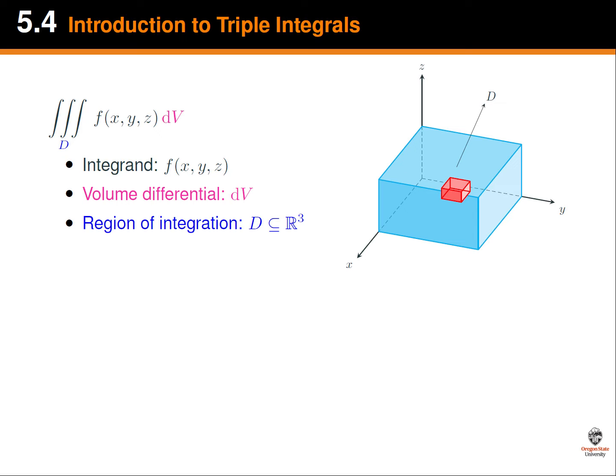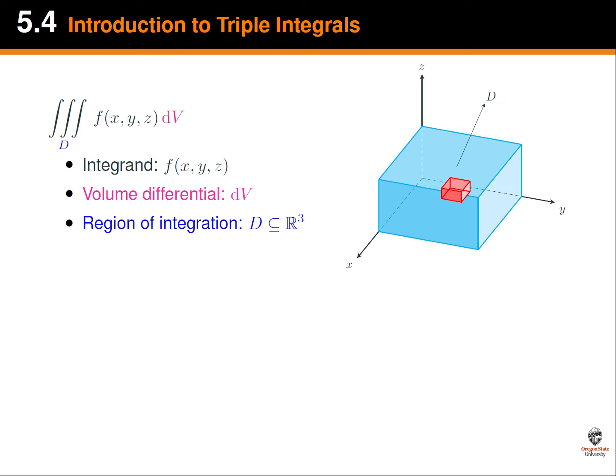In front of it, we have the integrand f, which is a function of three variables. And in front of it, we have the differential volume dV. Underneath the triple integral symbol, we have the letter D, which represents the region of integration. So it's very similar to a double integral, but there are three differences.